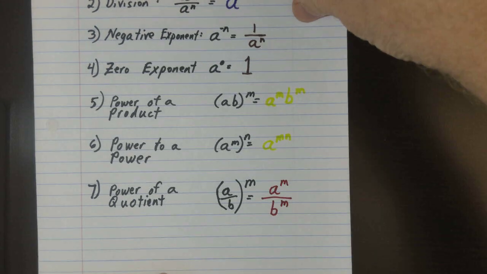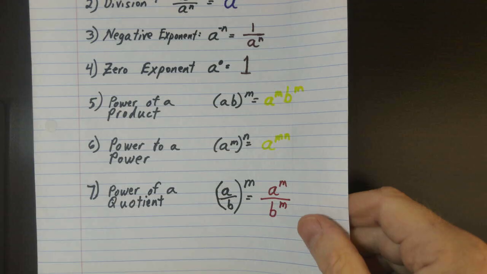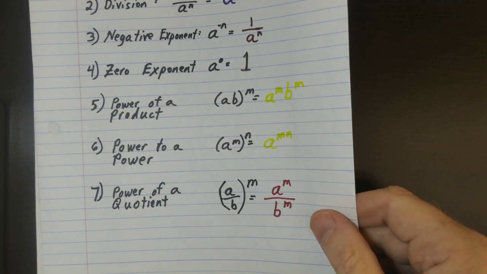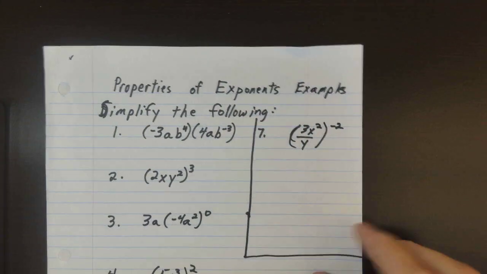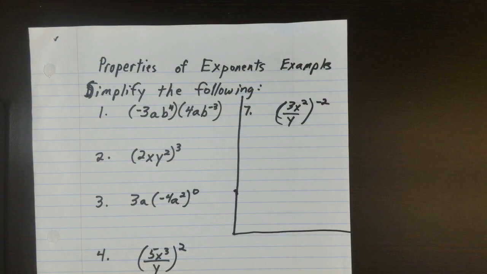Okay, let's get into just some simplifying examples. I got these on the next page here. All right, properties of exponents, just some examples. We're going to simplify all these.